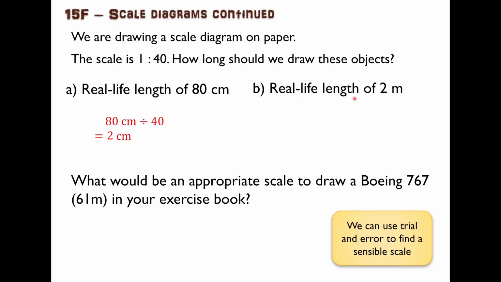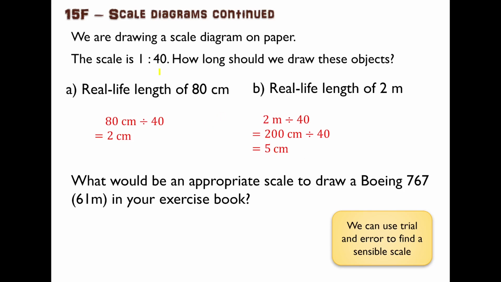Similarly, a real life length of 2 meters, to draw that on my little piece of paper that probably won't be measured in meters, that's really big for a little piece of paper. We'll first write 2 meters divided by 40, but let's convert this meters into centimeters. 2 meters, how many centimeters is that? That would be 200 centimeters. So I can replace 2 meters with 200 centimeters. Those things are the same, so this equation is true. And now 200 centimeters divided by 40 is 5 centimeters.